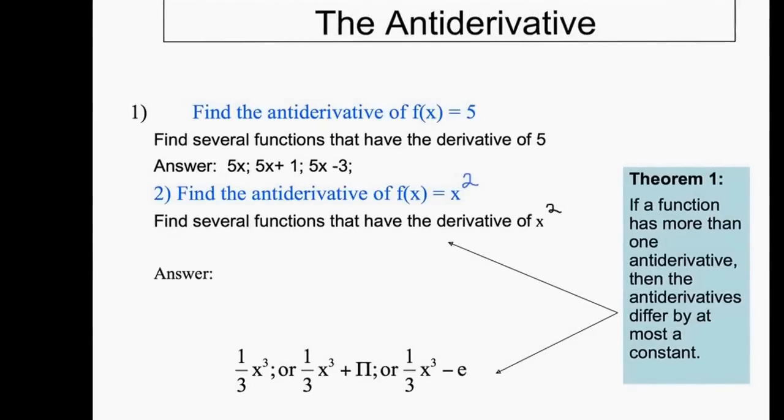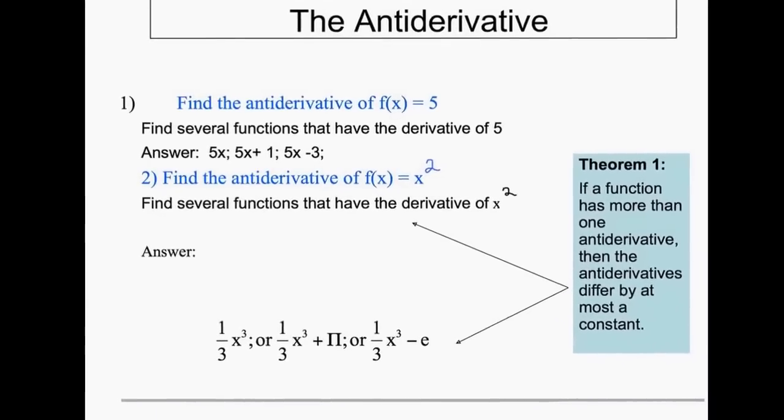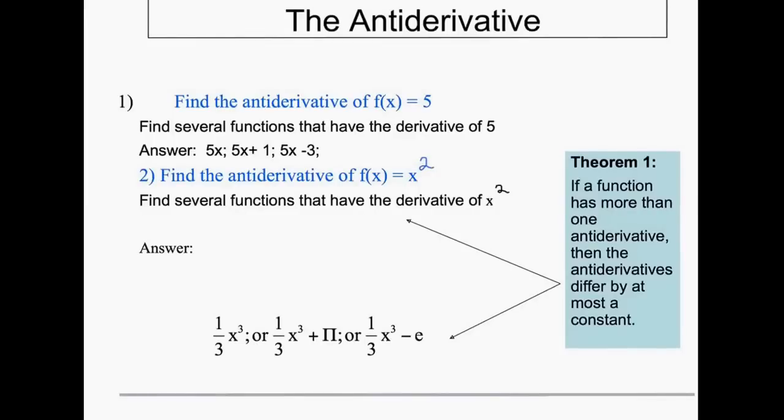So I want us to start off by looking at the antiderivative in a very simple sense and develop the theorem that we will use here to begin with. Let's first take a look at the antiderivative of the function f of x equals 5. There are actually several functions that have a derivative of 5. Those functions might be things like 5x, 5x plus 1, 5x minus 3. I'm sure you could think of many, many more.